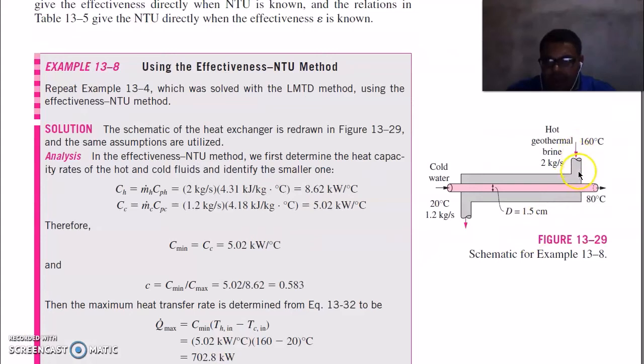Now these parameters are given. Hot fluid inlet temperature is 160, hot fluid outlet is 20. Mass rate of cold fluid is 1.2, its inlet temperature is 20, and its outlet temperature is 80. So you have to solve this question with the help of the NTU method. First we will find the heat capacities, which is the product of mass flow rate and specific heat, which in case of hot fluid is this, and in case of cold fluid is this.